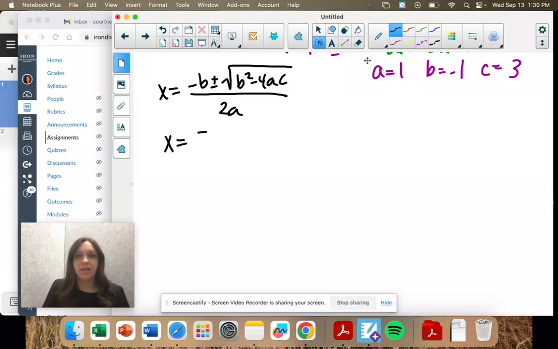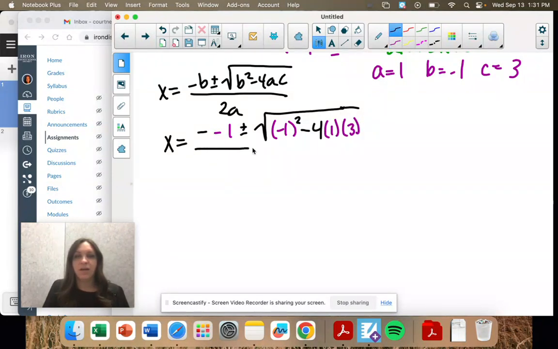X equals negative b. Well, b is -1. Plus or minus square root b again, -1 squared this time, minus 4ac. A is 1, c is 3. All divided by 2 times a, which is 1. So everything's plugged in, it's all set up. Now we're going to simplify this.